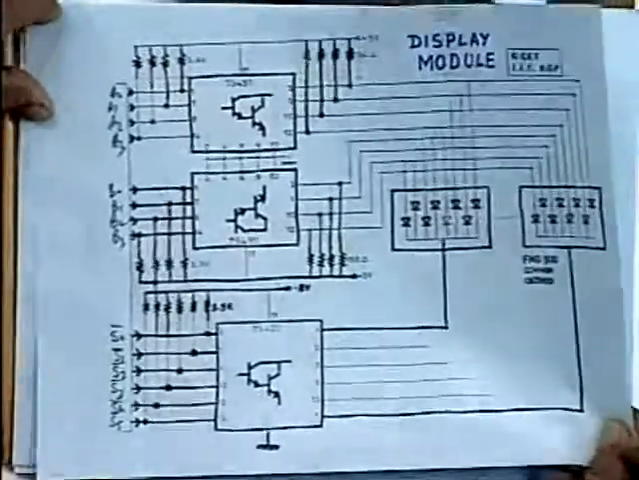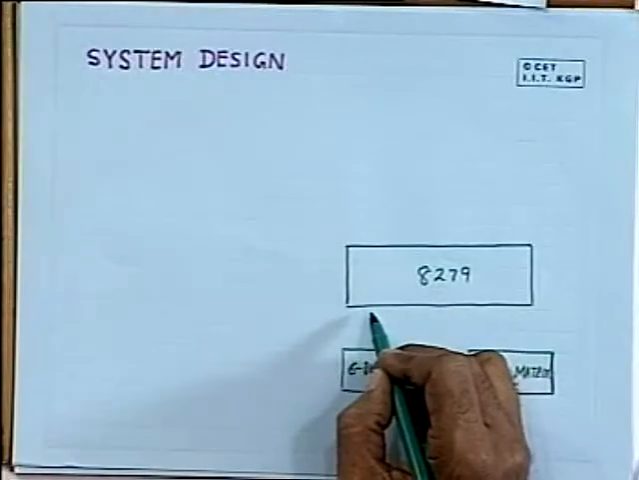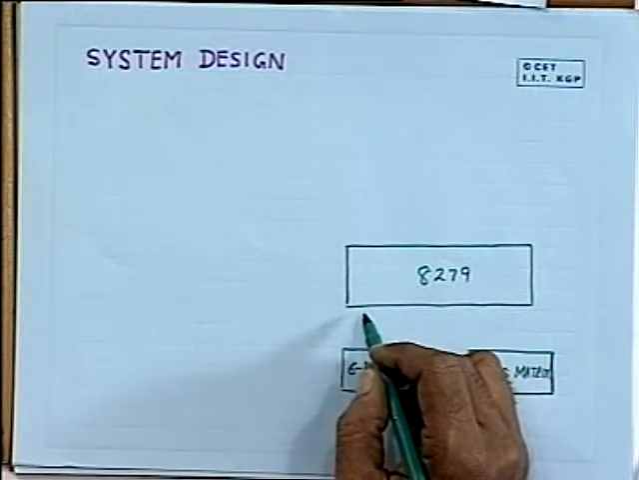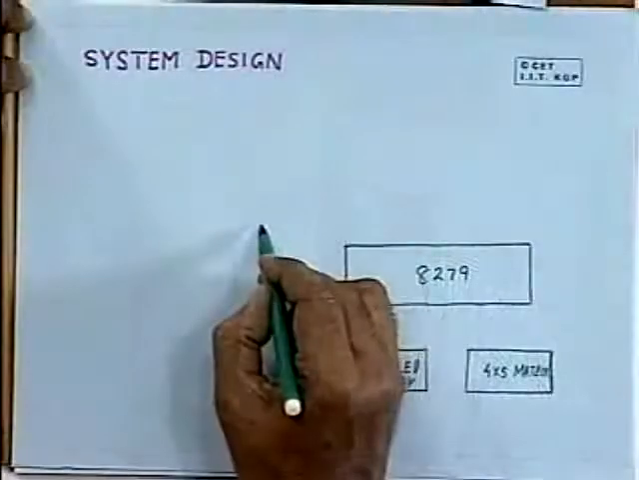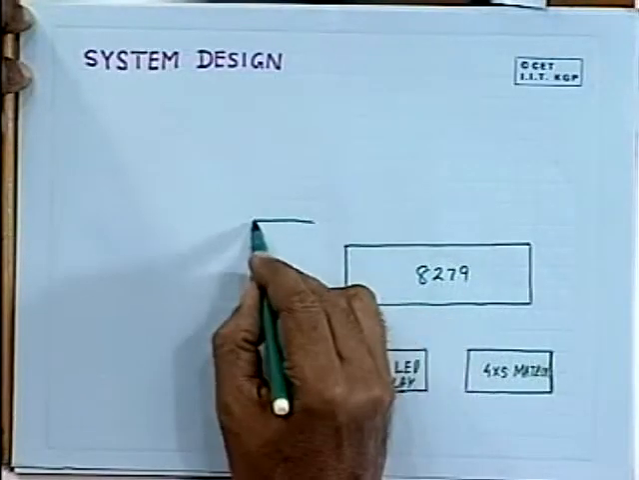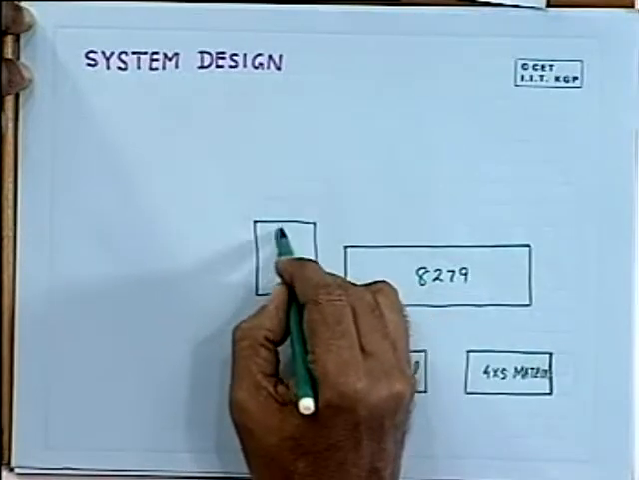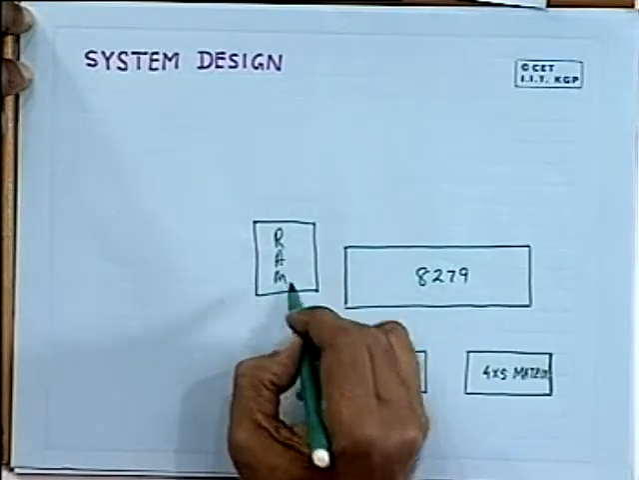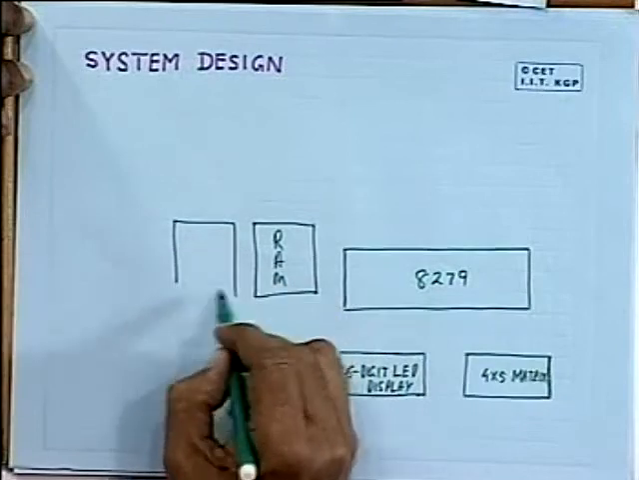Okay. So this is how the keyboard and LED display interfacing can be done to the microprocessor. Now let us focus on the other subsystems that we require. Since this is a general purpose system, you have to interface RAM as well as ROM. So RAM and ROM are to be interfaced.